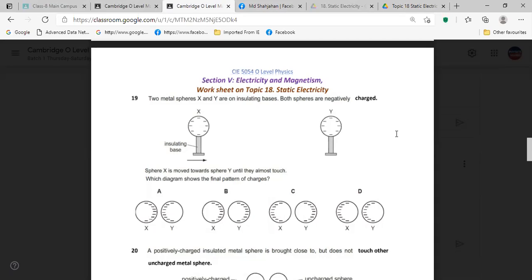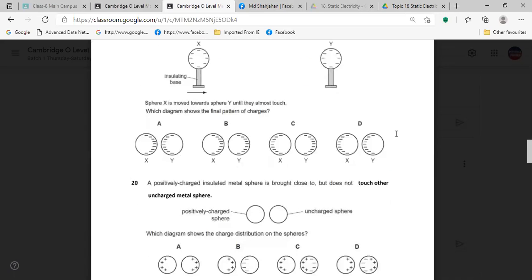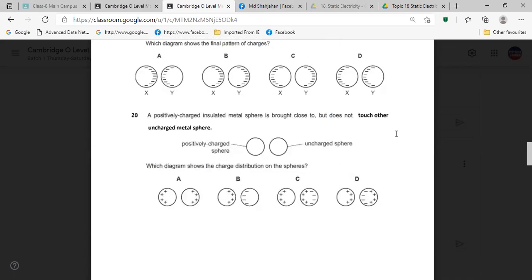If they are repelling, if anything is repelling with another thing, then what happens? They move away, right? Yes, sir. So what should be your answer here? C. Yes. Taking so long? Yeah, 20. Continue 20.